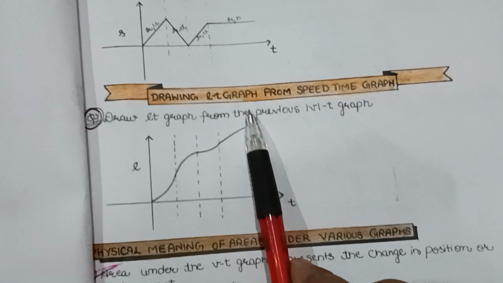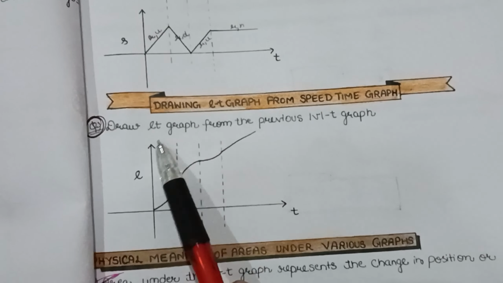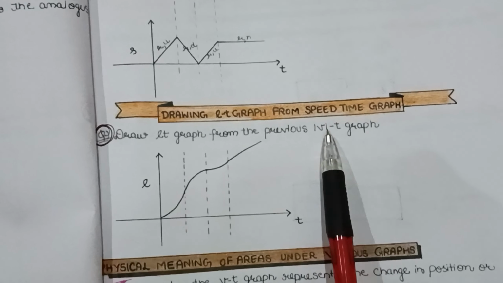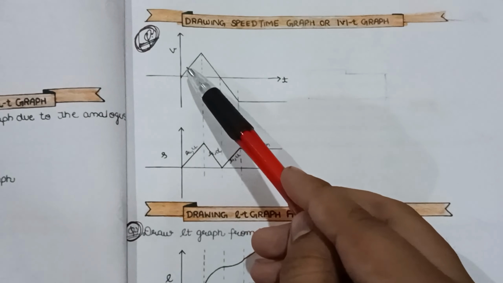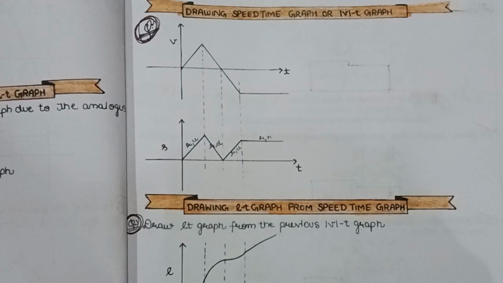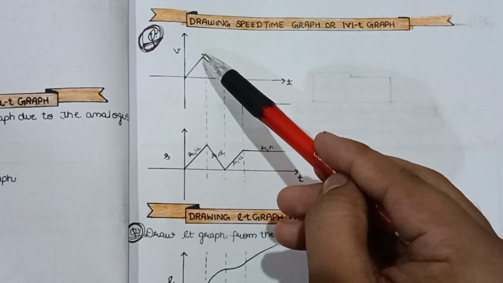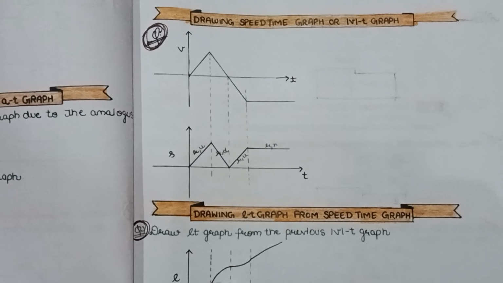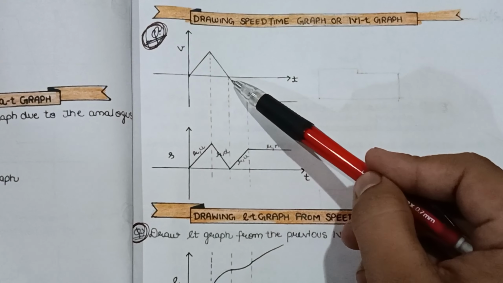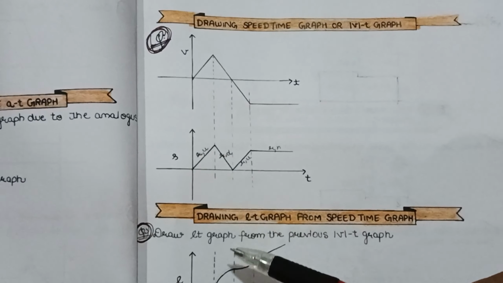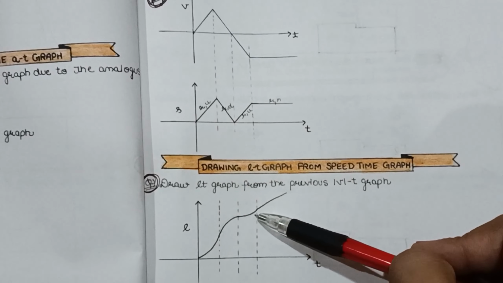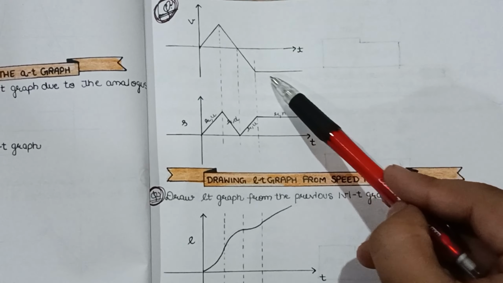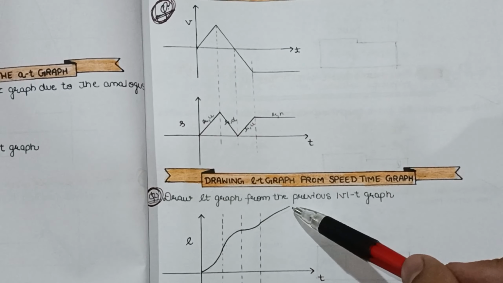Drawing LT graph from speed time graph. Draw LT graph from the previous VT graph, that is this graph. So this line in the VT graph corresponds to this line in the LT graph. This line in the VT graph corresponds to this line in the LT graph. This line in the VT graph corresponds to this line in the LT graph, and this line in the VT graph corresponds to this line in the LT graph.